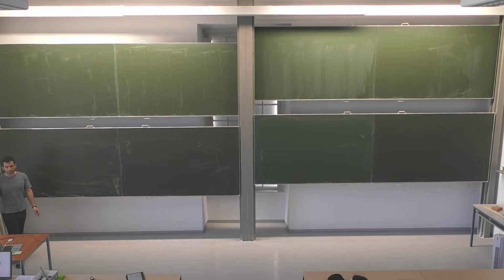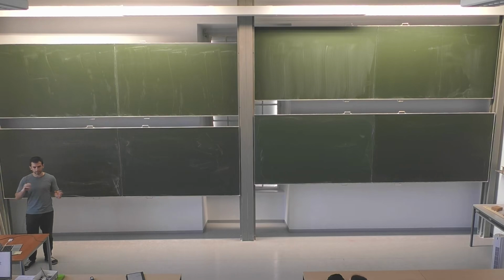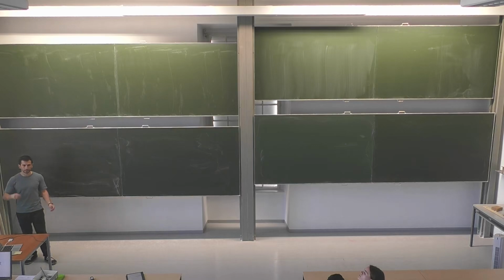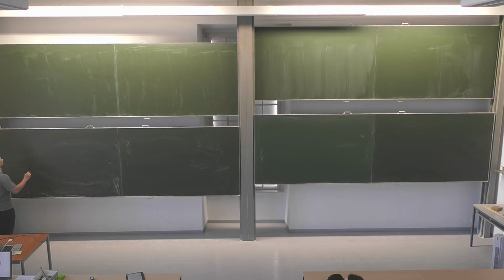So first, I'll tell you how to extract notions of computational strength from cardinal characteristics. And then I'll state precisely what the problem is and what the result is. So let's start from cardinal characteristics.